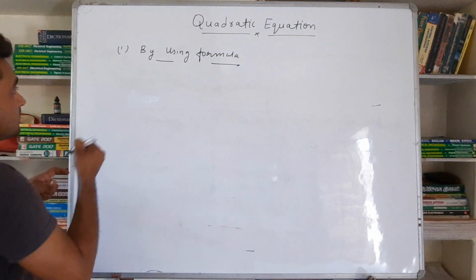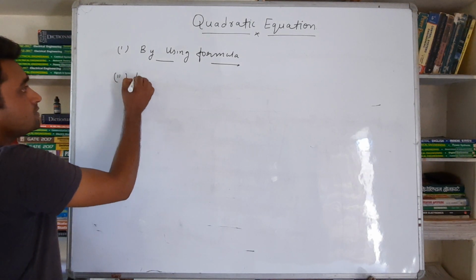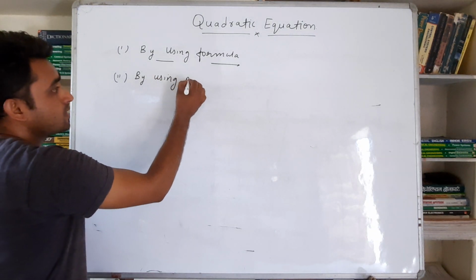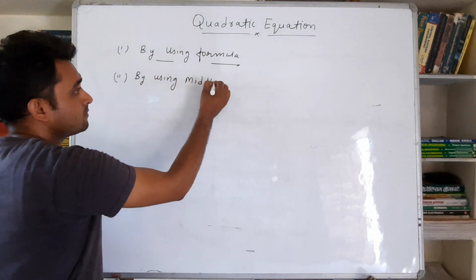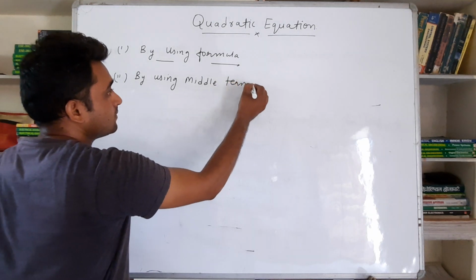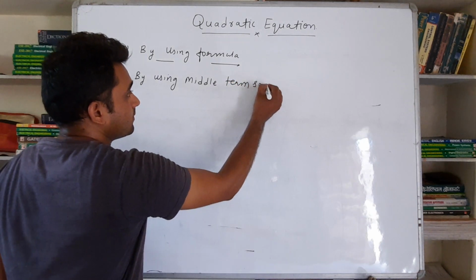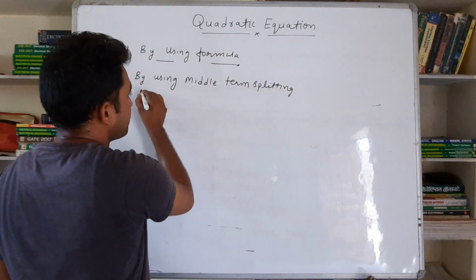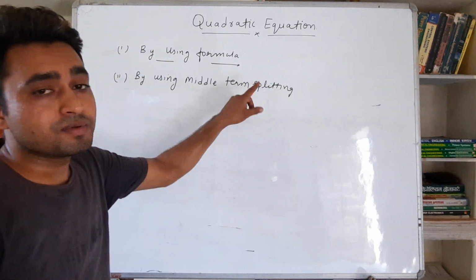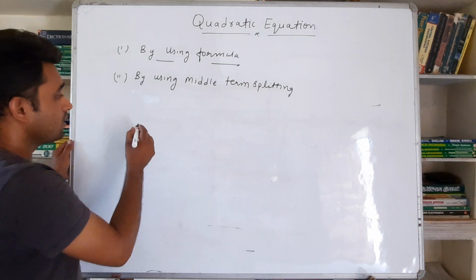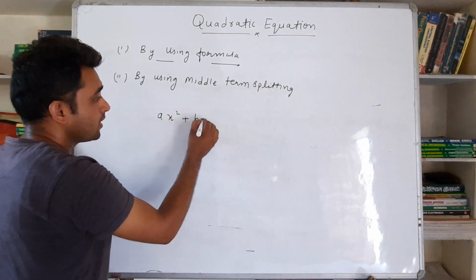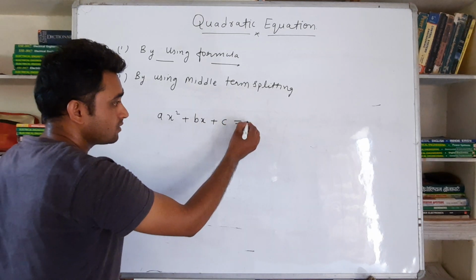Second method is by using middle term splitting. How do we use this? You know very well, this is our standard form of quadratic equation.